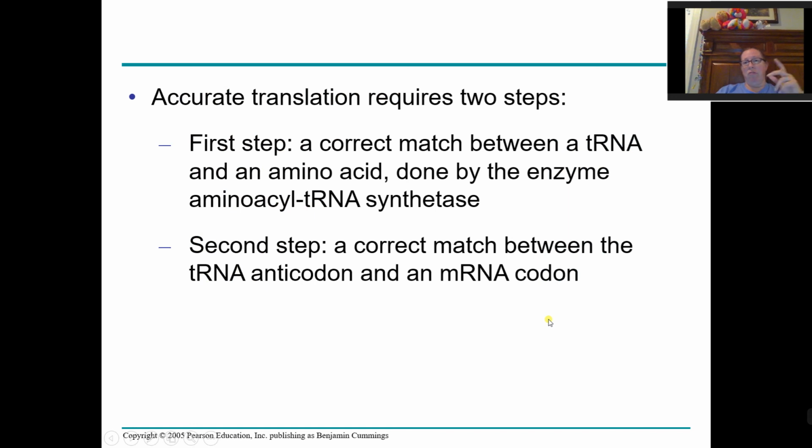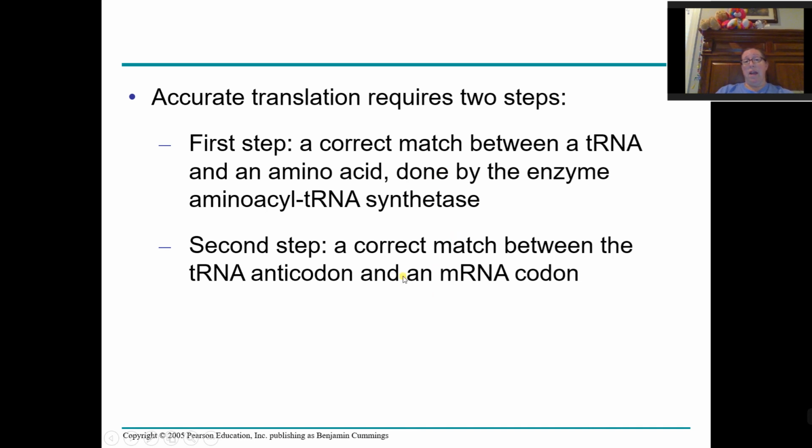Okay, so there's just two steps in translation. That's all it requires. You better match the right tRNA and amino acids. So, if you've got glycine, you better match the two that belong together. Otherwise, well, that could be a problem.